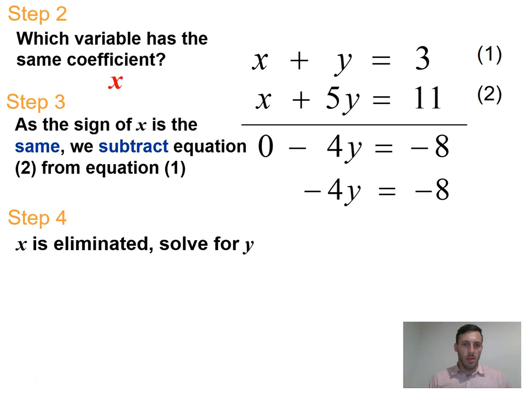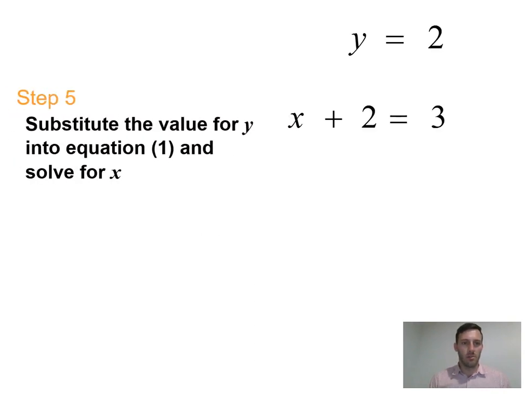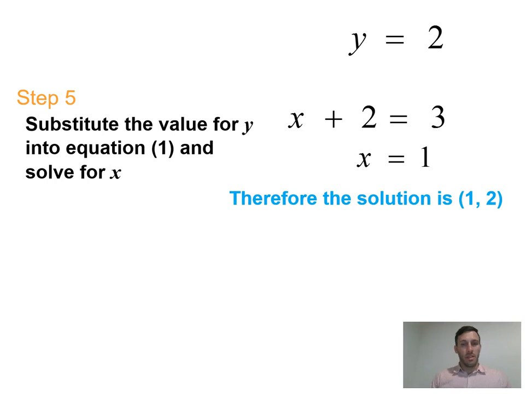Now we've eliminated x, we can solve for y. So divide by -4, y equals 2. Now we can substitute this back into our original equation and solve for x. And we get x equals 1. Therefore the solution is x equals 1, y equals 2.